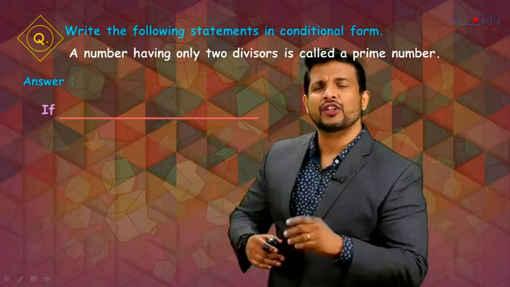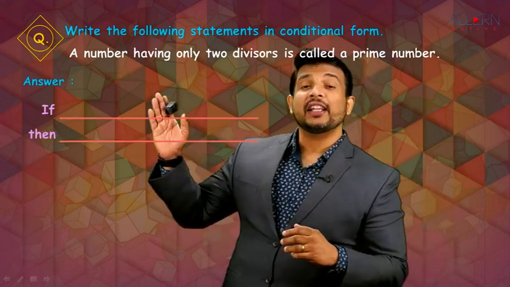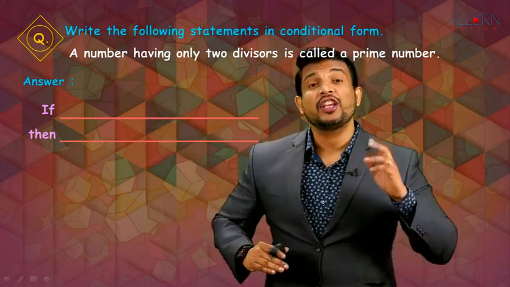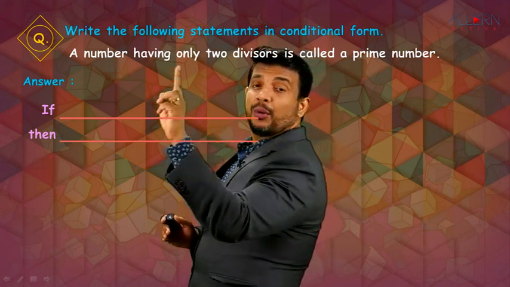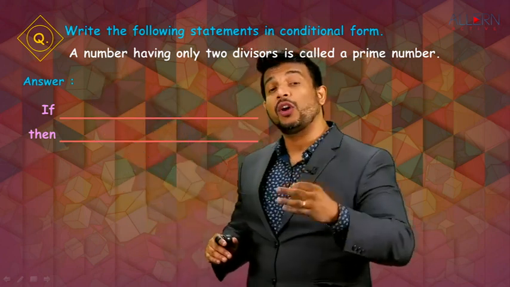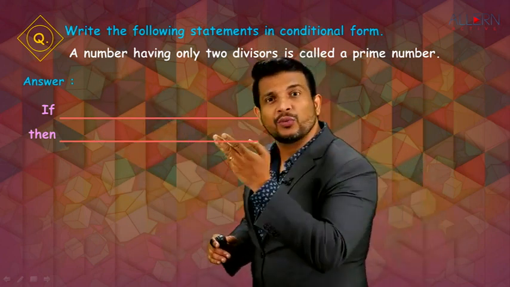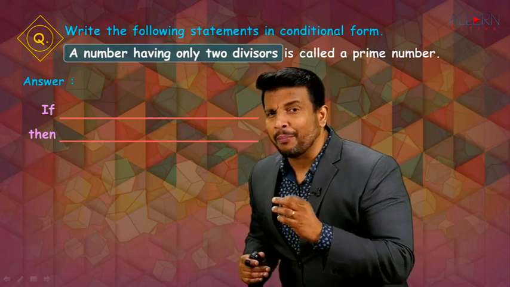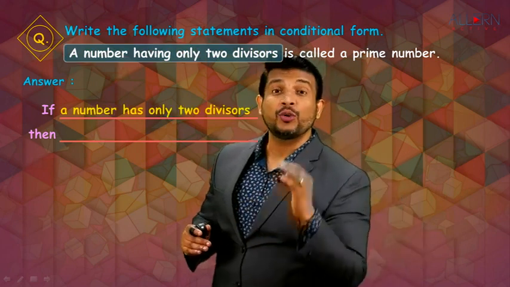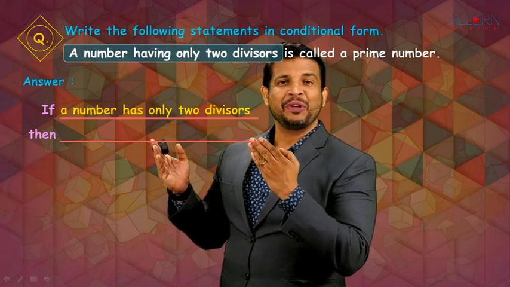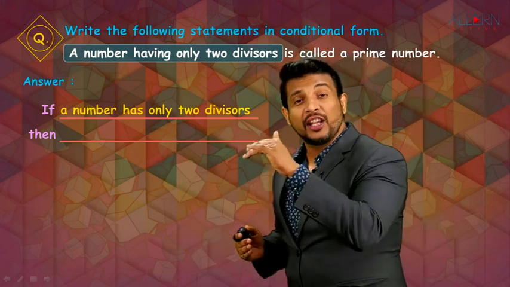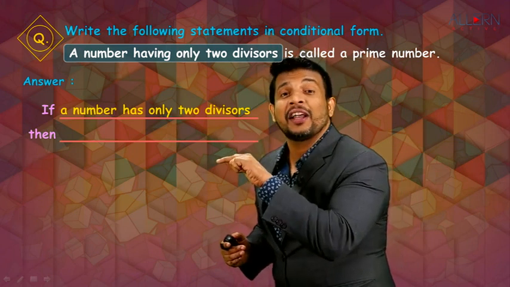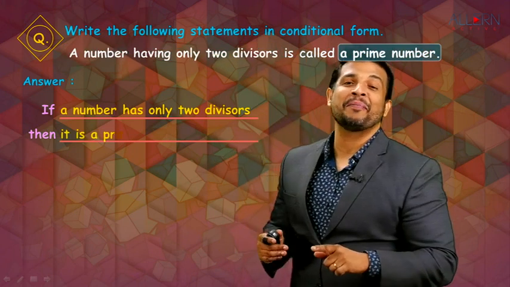Again in the conditional form, if and then form. It says a number having 2 divisors is called a prime number. So before the verb, what we have here, a number having only 2 divisors. So that is what we write there. If a number has only 2 divisors, that is between if and then, what follows after the verb is going to be the consequent. Then that number is a prime number. That is what we write.